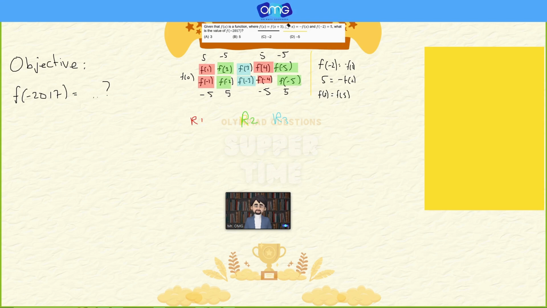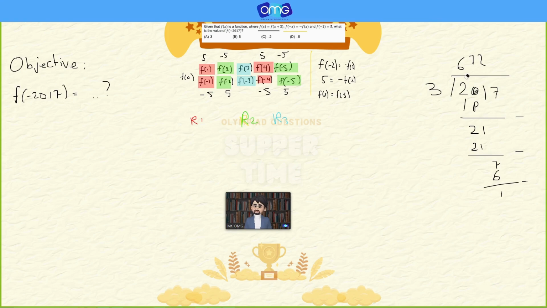For this case, 2017 divided by 3, what is the remainder? We divide this, so the remainder is 1. The remainder is 1, so the answer is either 5 or minus 5. However, it's negative here, so the answer is negative. So negative 5, and that's the answer.